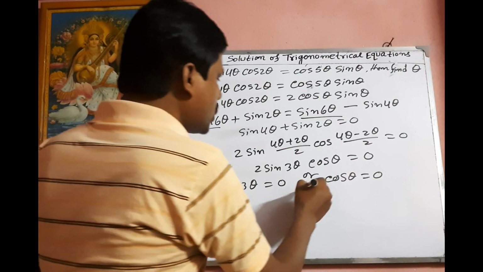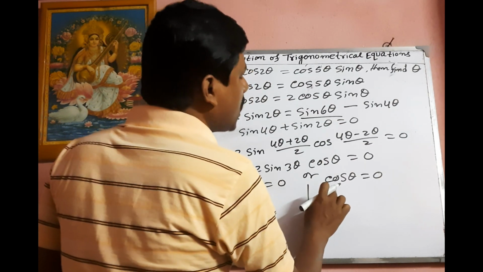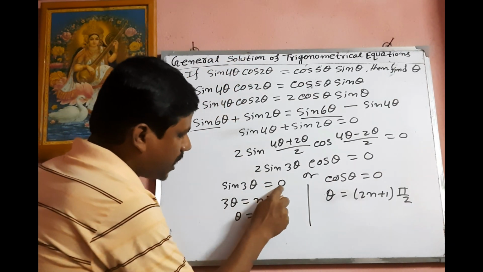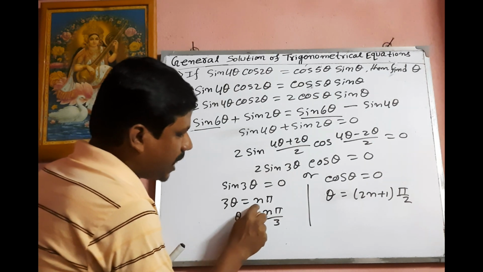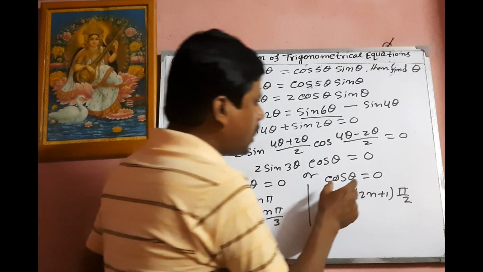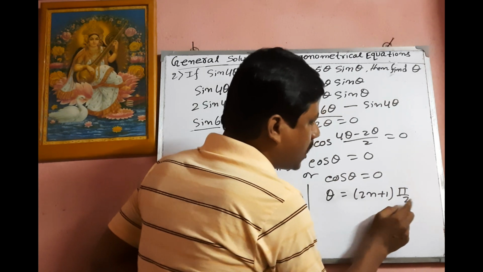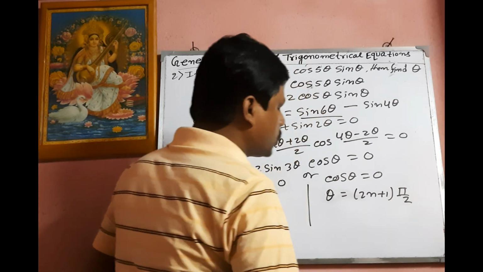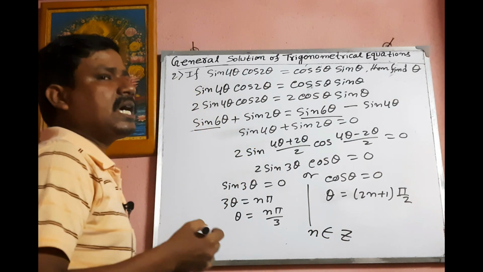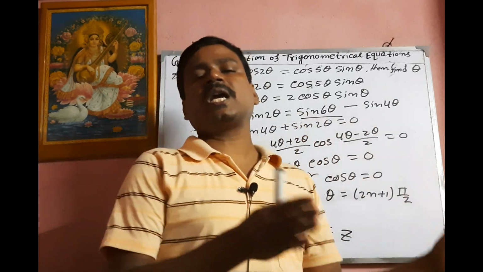So we are using the standard formulas for sin 3 theta is equal to 0 and cos of theta is equal to 0. So sin 3 theta is equal to 0, that is 3 theta is equal to n pi, that is theta is equal to n pi divided by 3. And here cos theta is equal to 0, that is theta is equal to 2n plus 1 times pi by 2, where n belongs to Z, that is the integers. Now this is the completion of the second example.